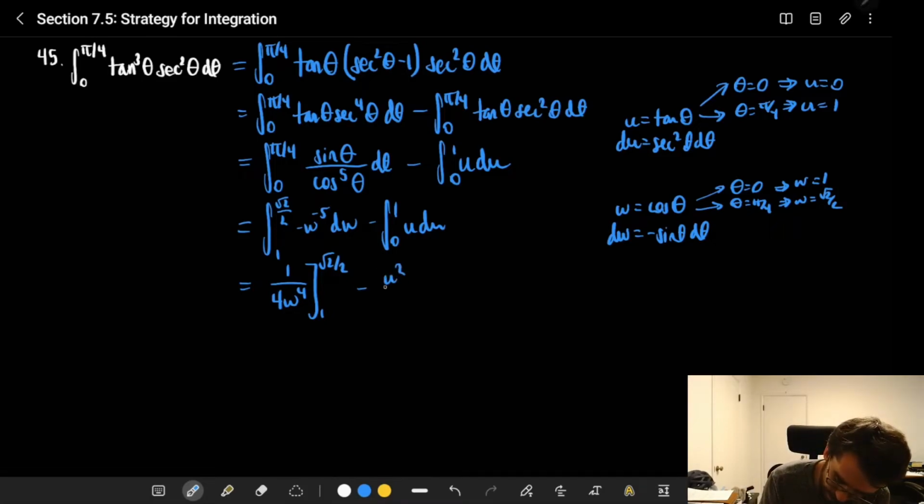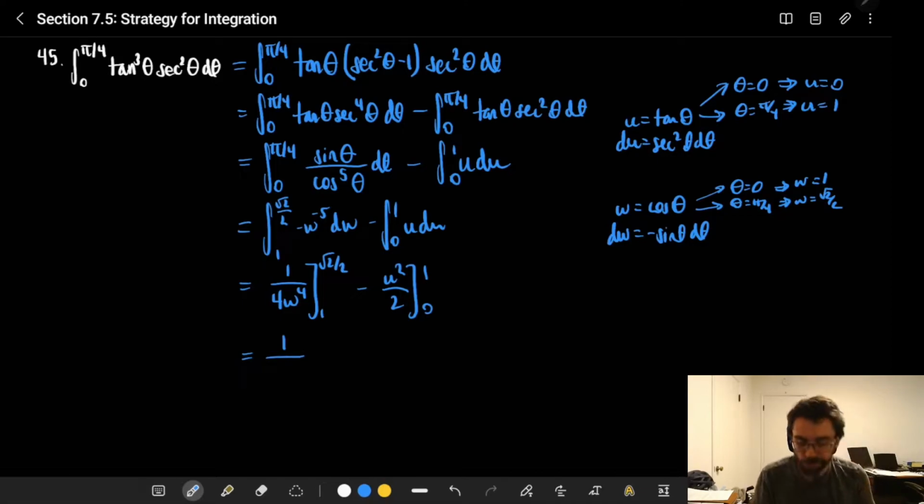Then this is u squared over 2, 0 to 1. Great. So this works out nice. This is 1 over, well, w to the 4th, if I plug in root 2 over 2, that becomes, well, squaring it would give me 2 over 4, so a half. Squaring that would give me a quarter. So that's 4 times a quarter, which is 1. So that's just 1, actually. That's nice. Minus what I get if I plug in 1. And then over here you get just 1/2. So that's 3/4 minus a half is a quarter. Again, can't believe that works out that nicely. Hopefully I didn't make a mistake.